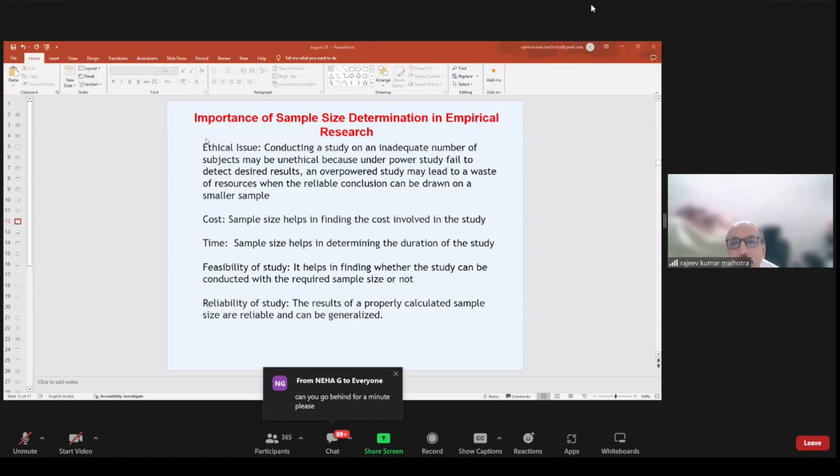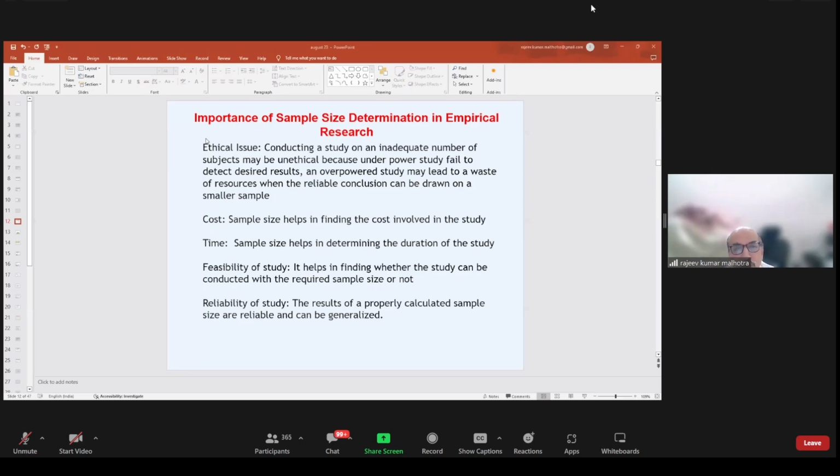That one's the importance of sample size determination in empirical research. There are mostly five important things for the sample size. First is the ethical issue, because every study you plan has a protocol and study plan that goes to the ethical committee. The committee will check whether the sample size is adequate or not. If you have taken a small sample size, there is a wastage of resources, or if you have taken a large sample size, there is unnecessary toxicity to other persons. That is called the ethical issue.